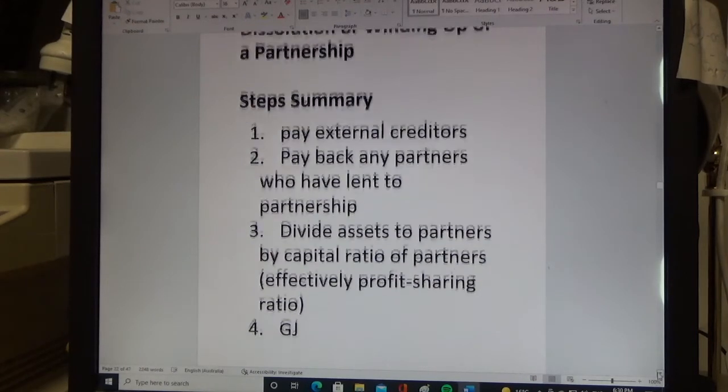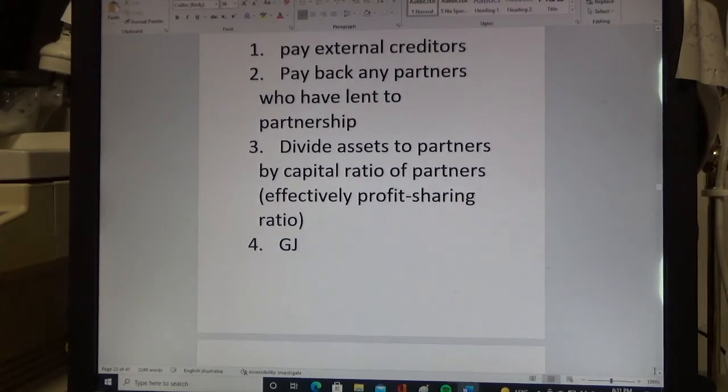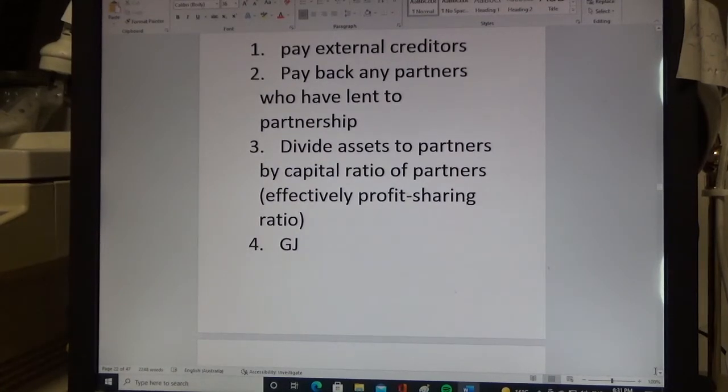First, you've got to pay your external creditors, just the same with a company or a sole trader. And any partner who's lent to the partnership has to be paid back. Step 2. Step 3, you take the assets off the books with general journal entries, and you sell those assets for cash, and whatever's left will be divided amongst the partners.